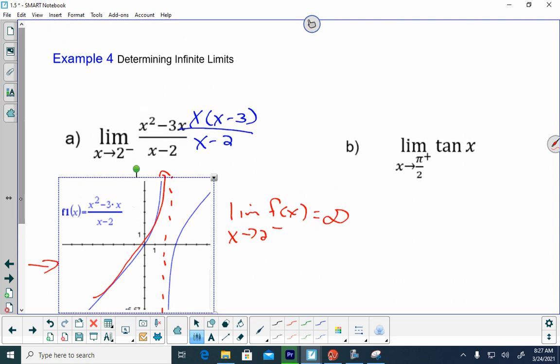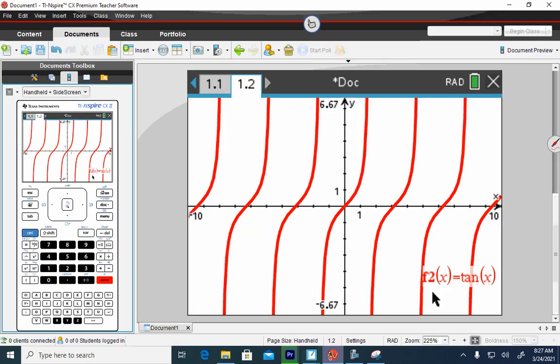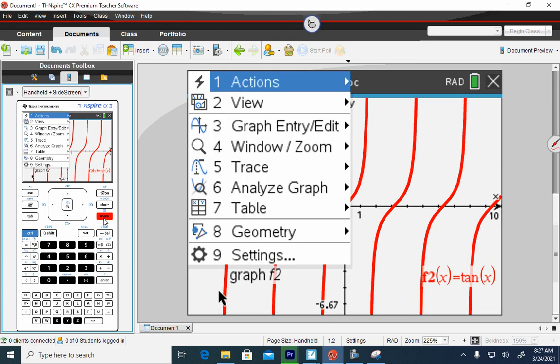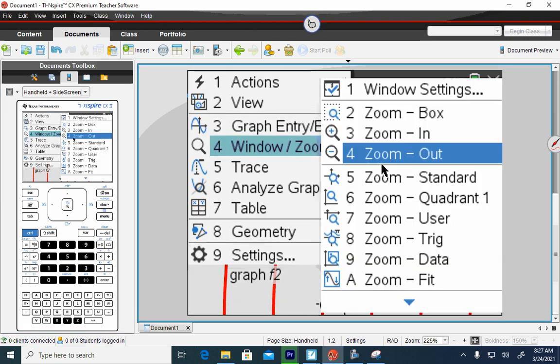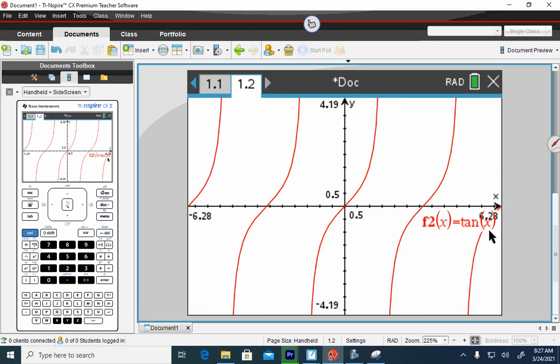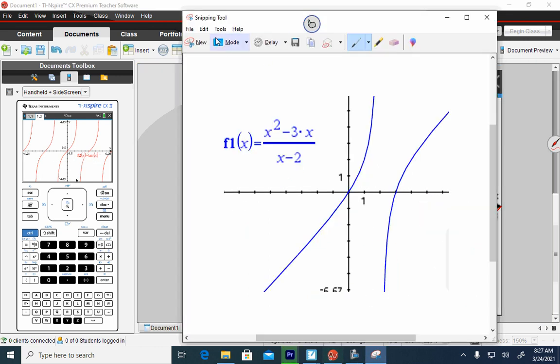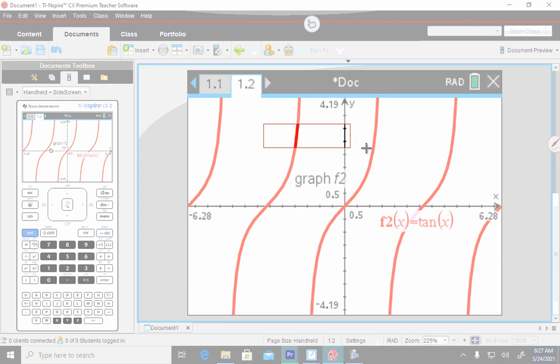The next one, I have the limit of tangent of x as x approaches pi over 2. So I graph that, but right now it's in a standard window and I might not realize where pi over 2 is. So to help myself, I am going to change my window setting and go to the trig window because that makes sense to me. And I want positive pi over 2. This will not move. Okay, apparently it's not going to move for me. So I'm going to grab this.